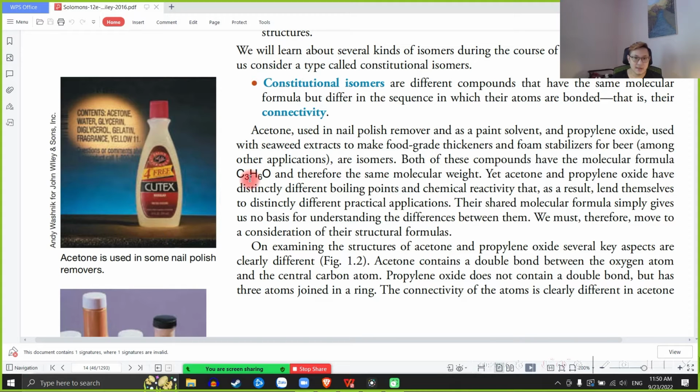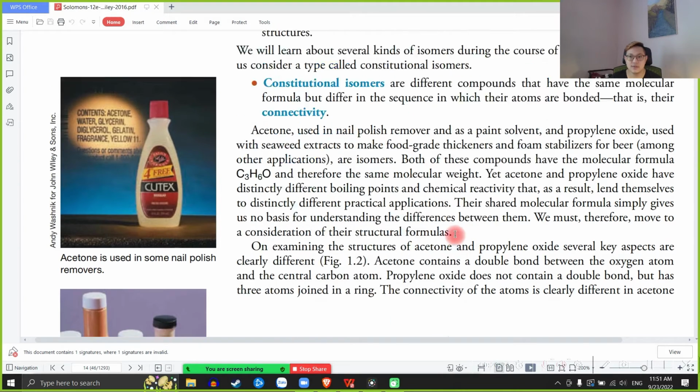So they all have the formula C3H6O, and of course they have the same molecular weight, but they are different molecules, and they perform different functions as well, depending on the connectivity, how the atoms are bonded together. Because the atoms bond differently, they have different boiling points and, of course, different chemical reactivity. So they react differently. And because of that, they lend themselves to different practical applications.